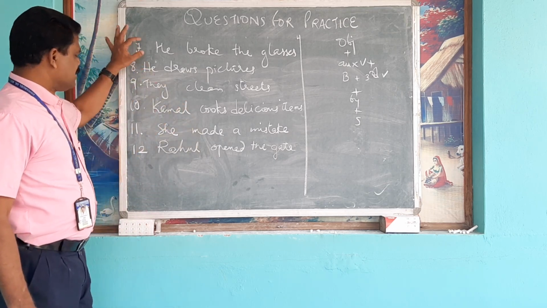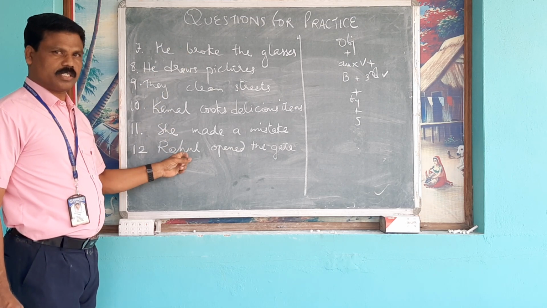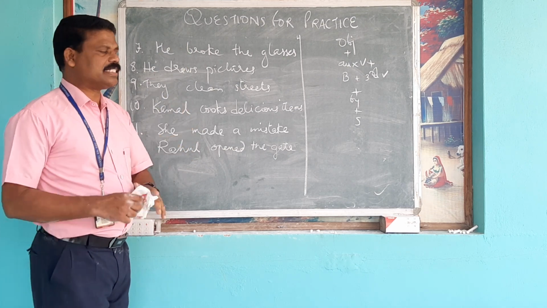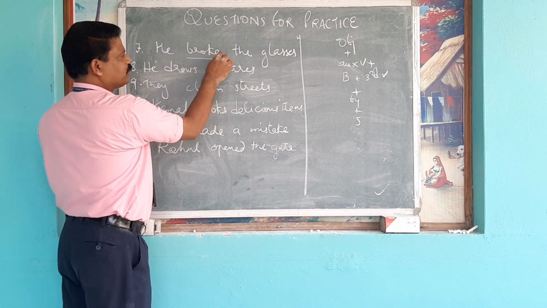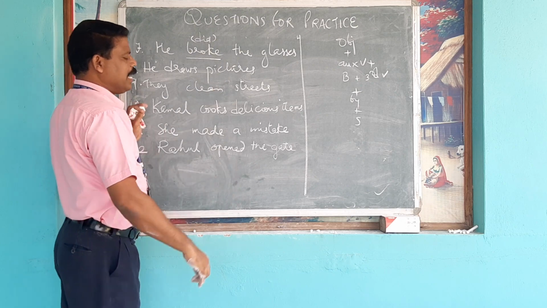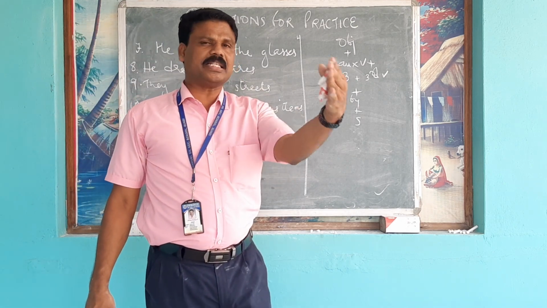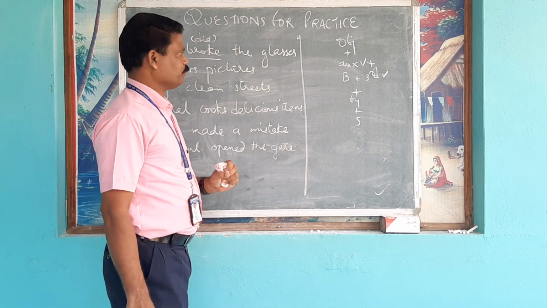In questions 7 to 12, there are no auxiliary verbs. So we have to find out the auxiliary verbs. Broke, second verb. So the hidden auxiliary verb is did, as we have already said. अगर did है तो did will be replaced by was or were.